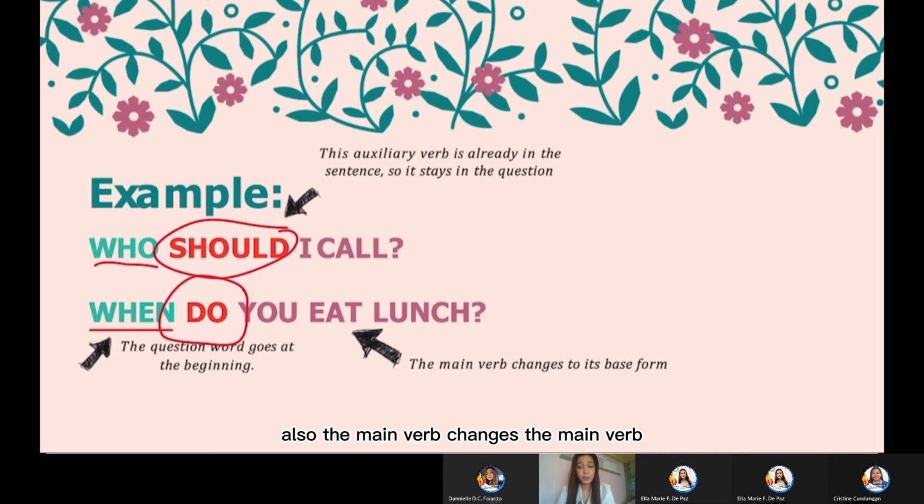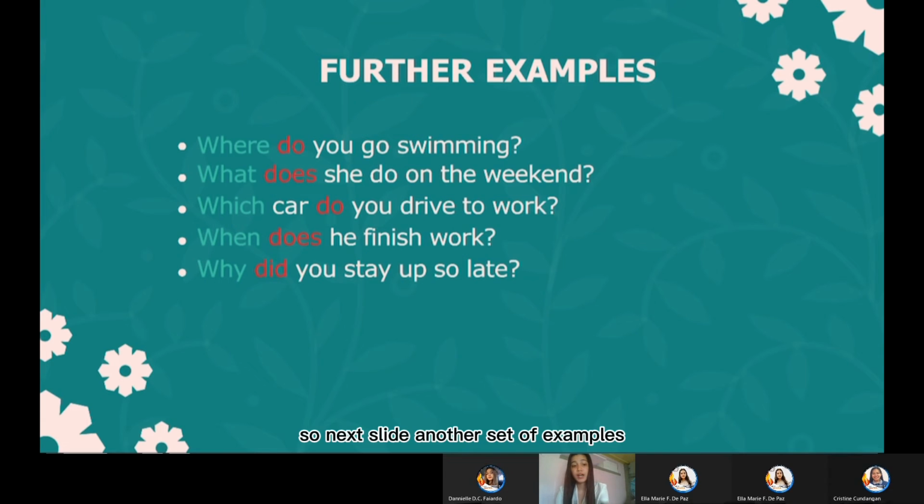Also, the main verb eat changes to its base form. Still, these are open questions that cannot be answered with yes or no. So next slide. Another set of examples.